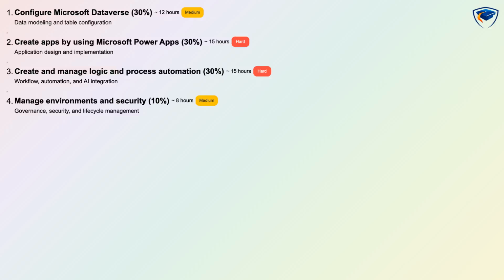Configure Microsoft Dataverse at 30%. Create apps by using Microsoft Power Apps at 30%. Create and manage logic and process automation at 30%. And manage environments and security at 10%.